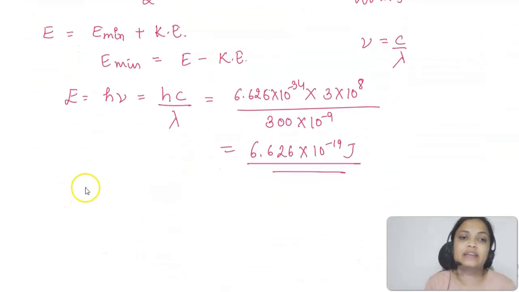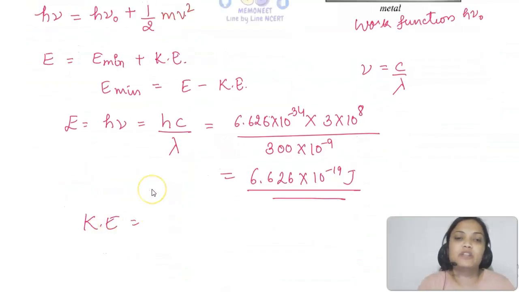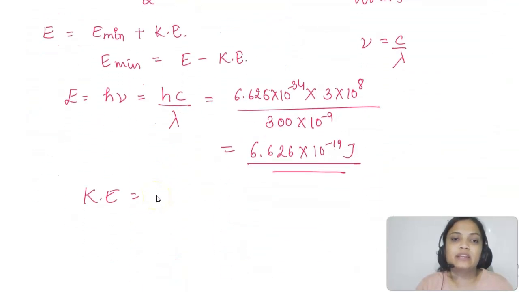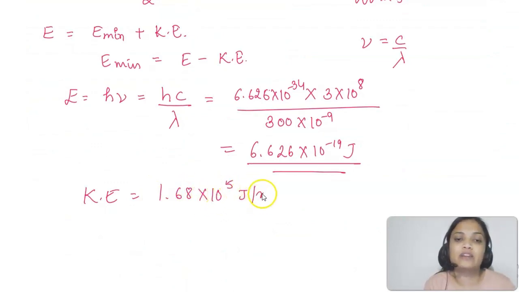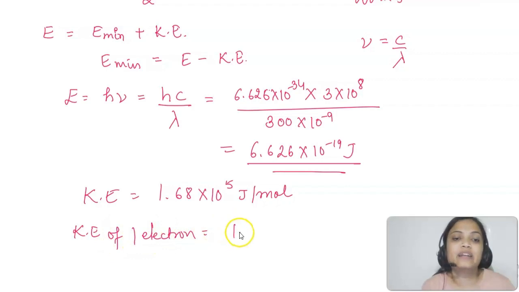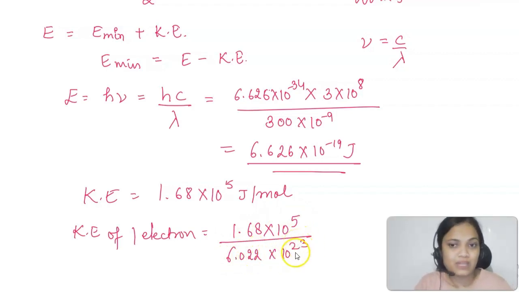Okay, and the kinetic energy, students, that is given to us is 1.68 into 10 to the power 5 joule per mole, meaning it is for 1 mole of electrons. So if I need to find out the kinetic energy of 1 electron, I'll be dividing this kinetic energy by Avogadro's number, 6.022 into 10 to the power 23. Then you will get the kinetic energy for 1 electron.